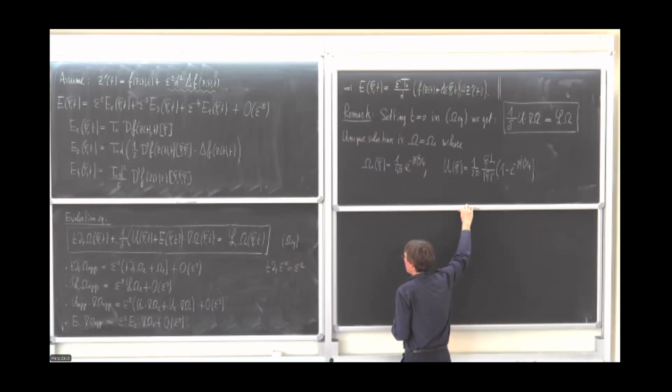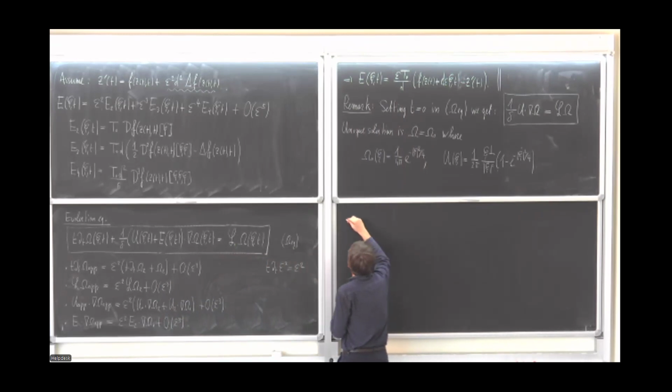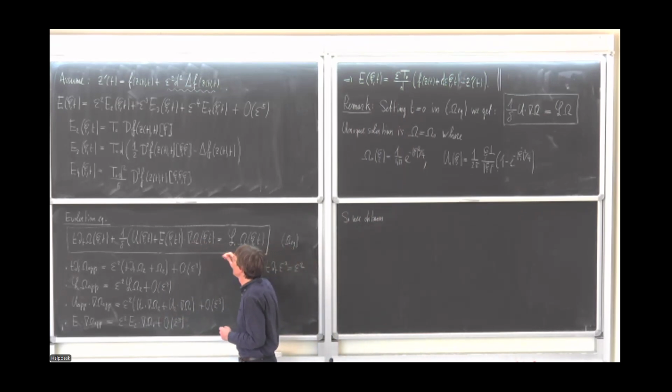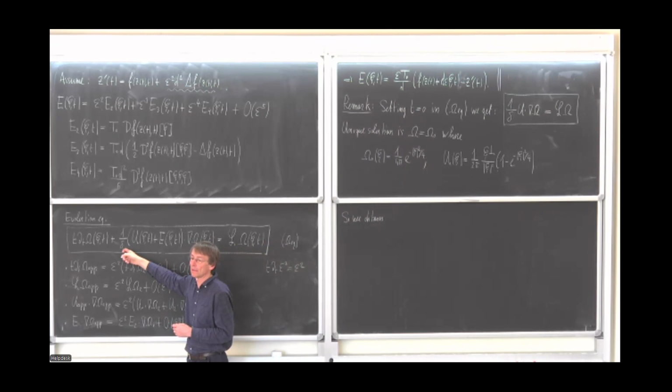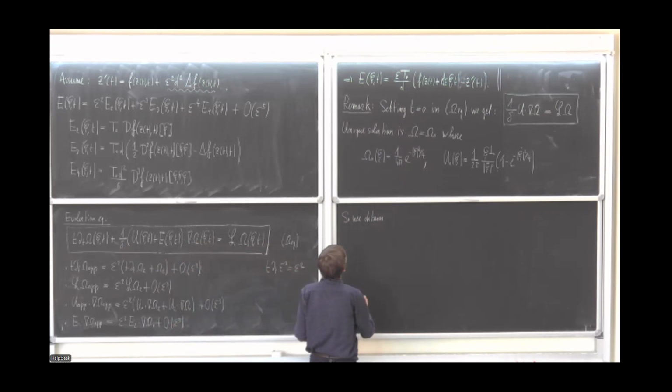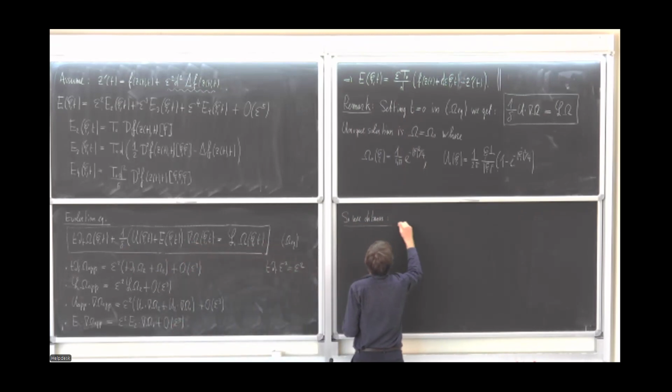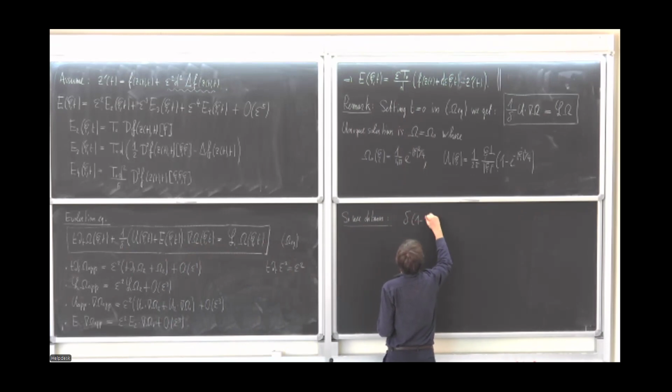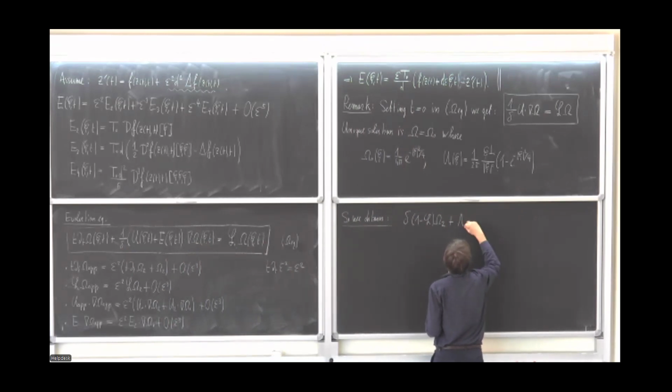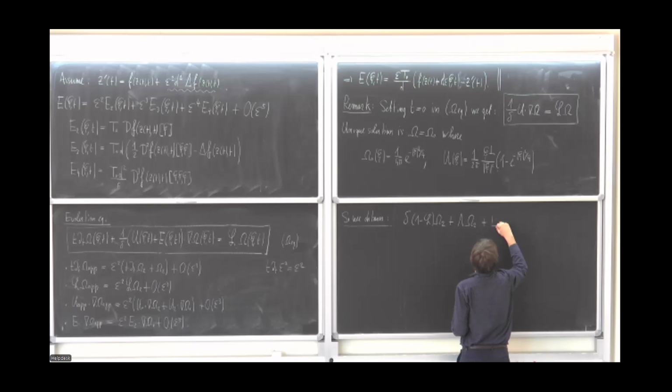So, replacing, so we obtain. So I replace all this in the equation. I multiply the equation by delta because I have delta everywhere. So I obtain delta times (1 minus L) omega 2 plus lambda omega 2 plus E2 dot grad omega 0 is equal to 0.